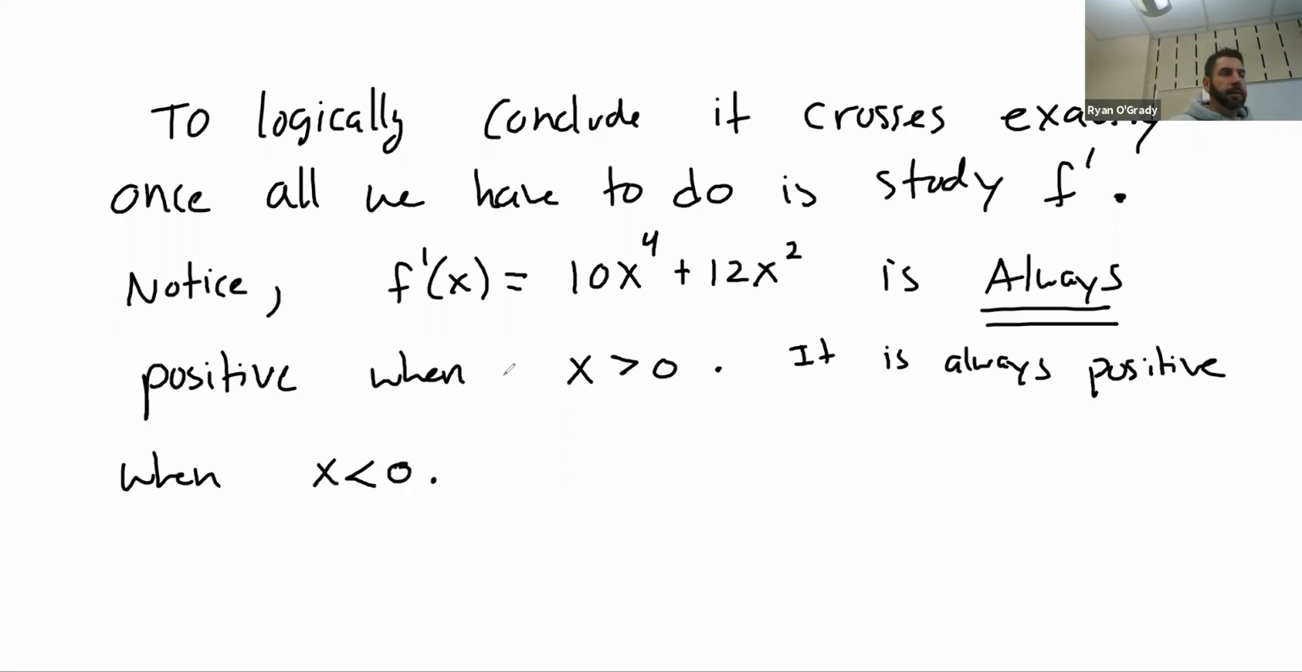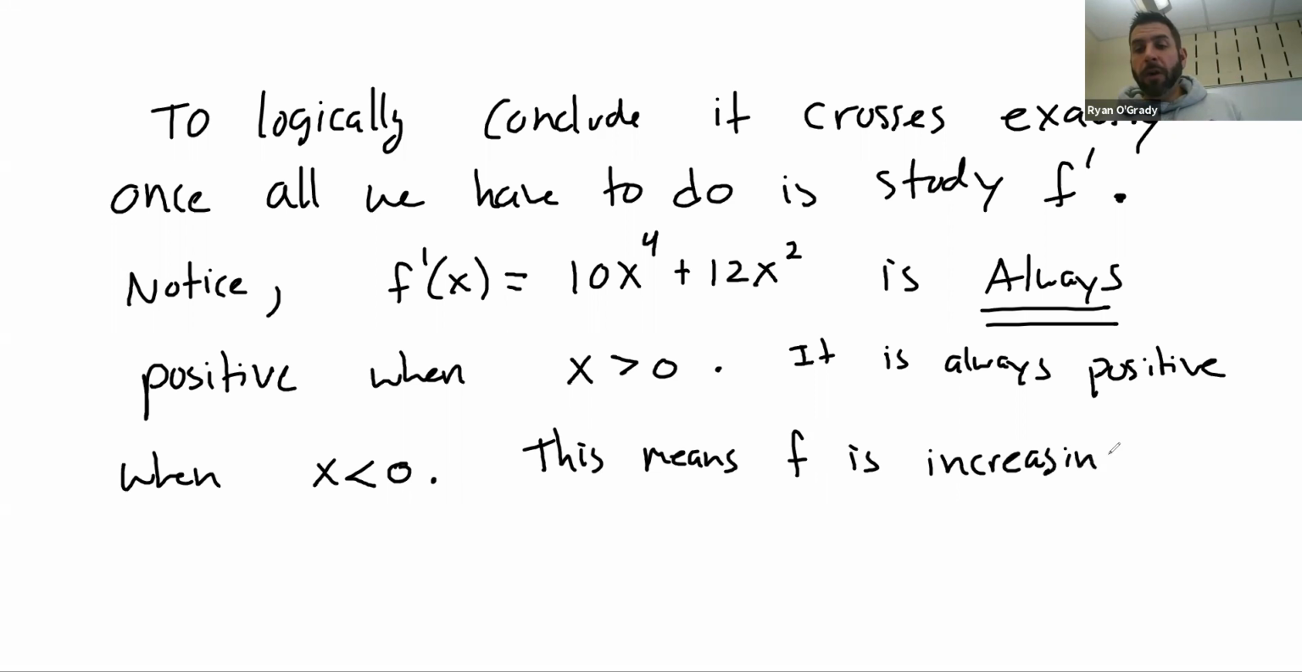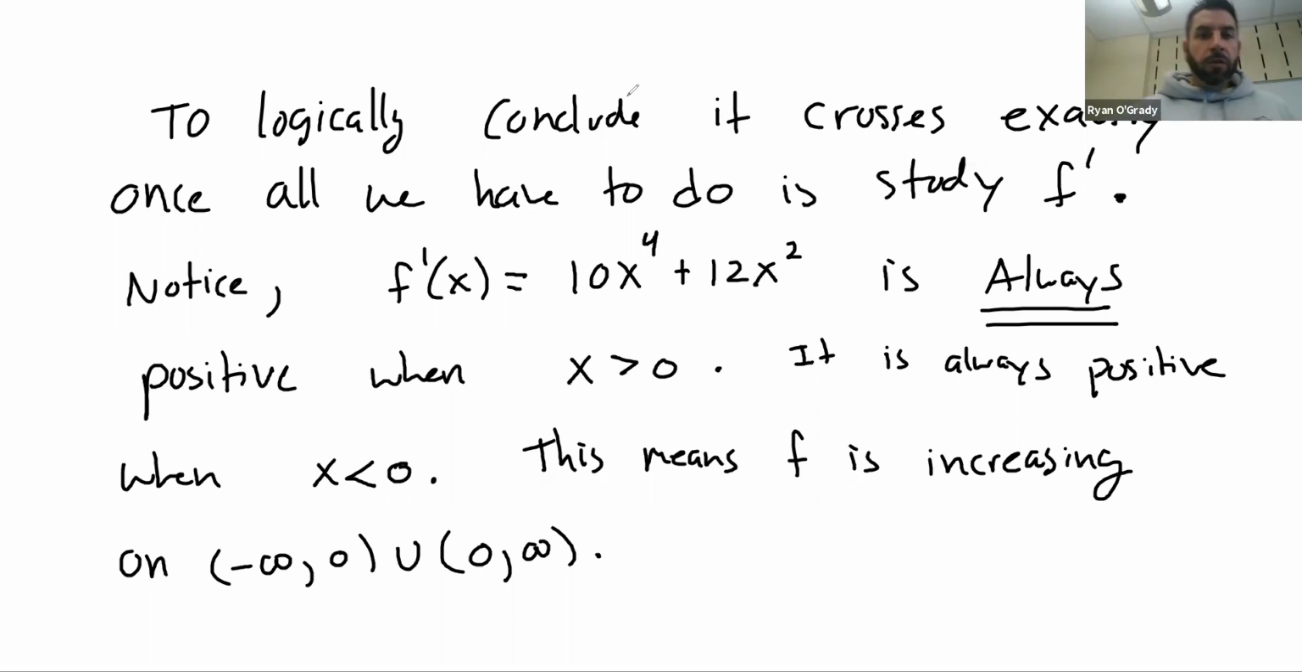Why do we care about any of this? Why do we care that the derivative is positive? Well, the big important thing to take from this is the following. This means f is increasing. Since the derivative is positive, the function f is increasing on negative infinity to 0 and from 0 to infinity. So using that, we are done.